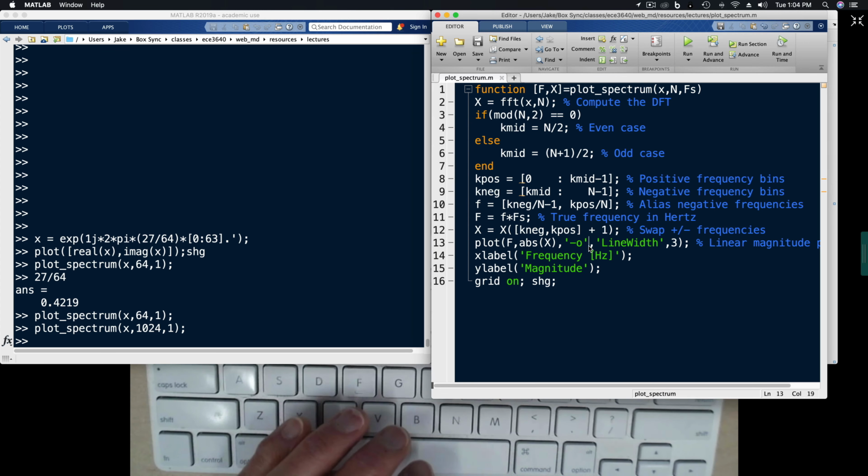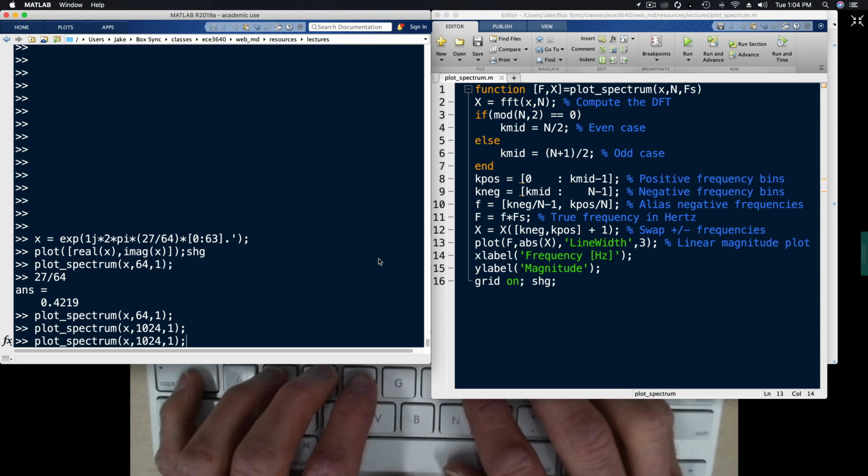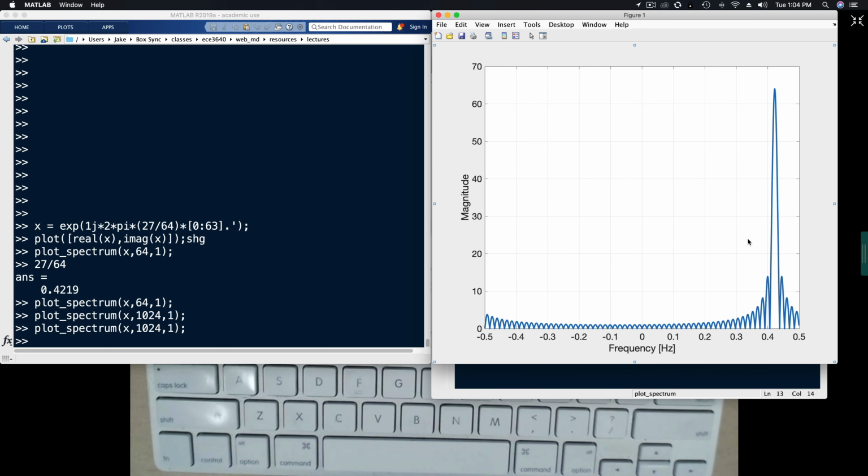I'm going to go in and take off the line type because it clutters up the view. Here are 1,024 samples of that function. Now, you can see, or I hope you can appreciate, that the function itself has not changed. What has changed is that we have taken, in this case, more samples of the same function.